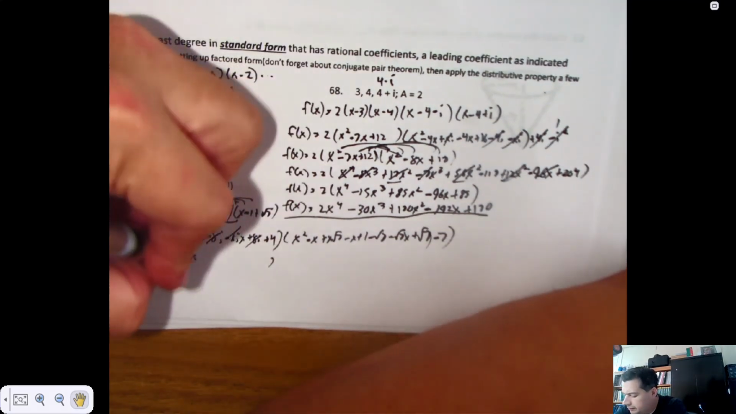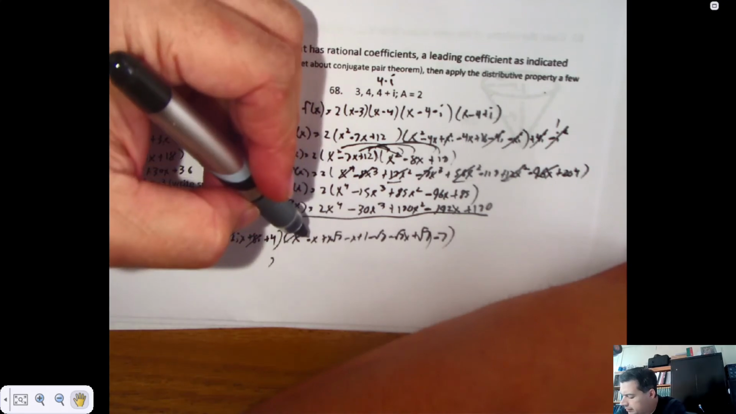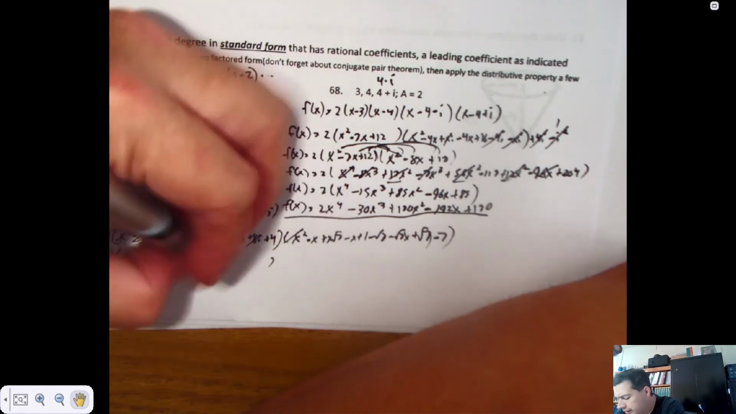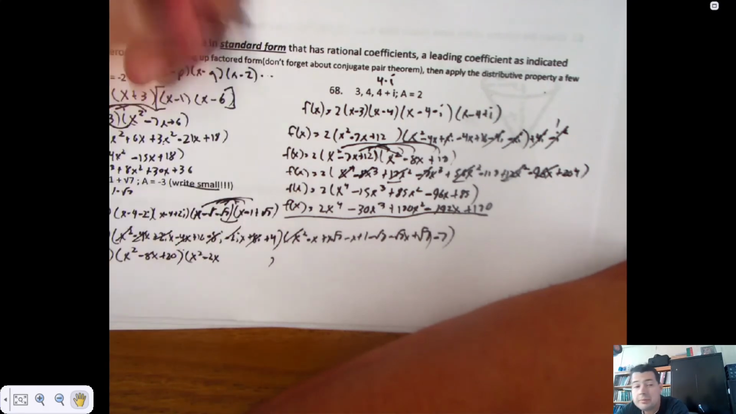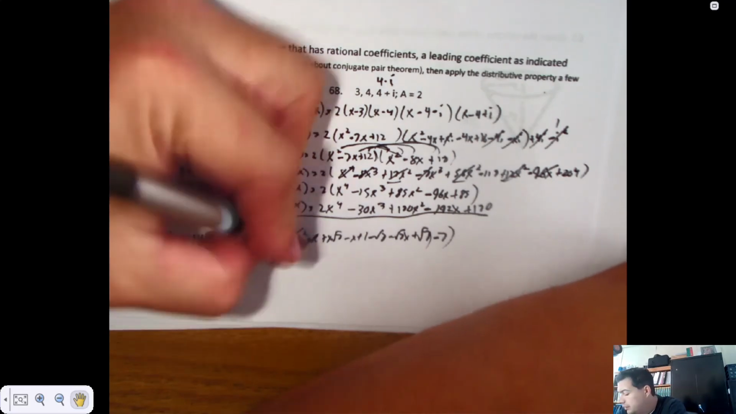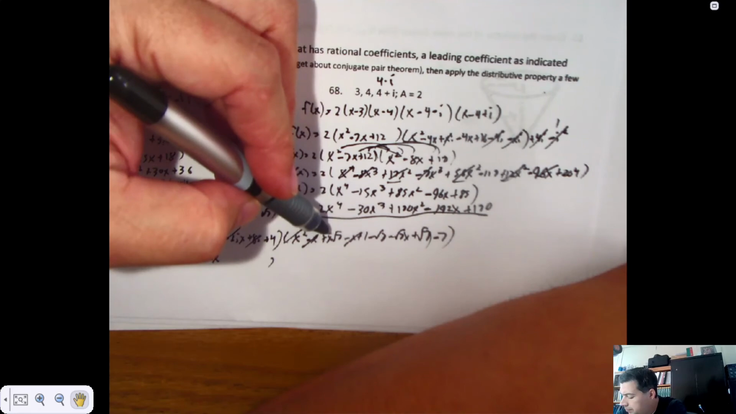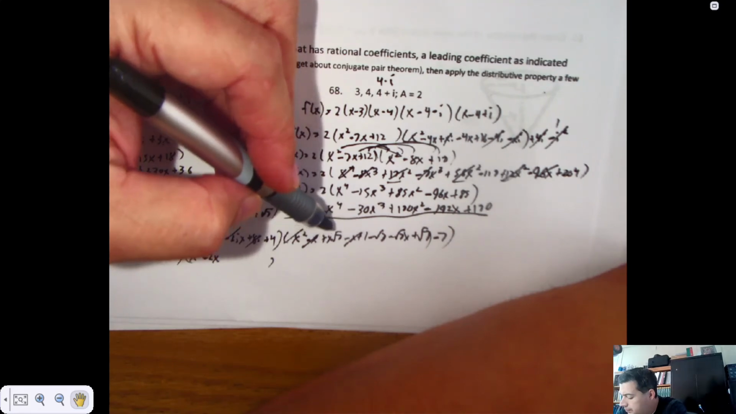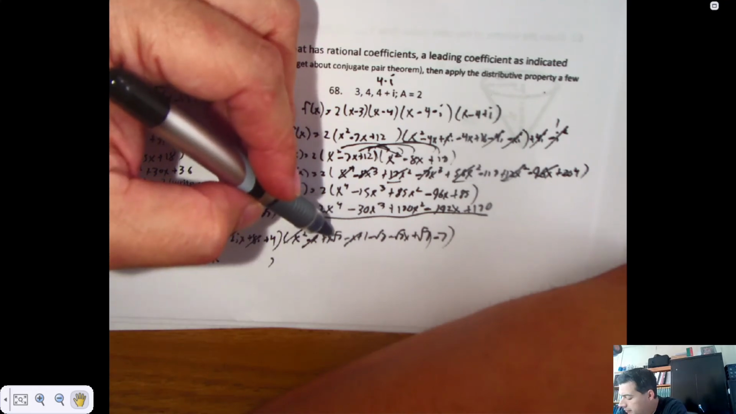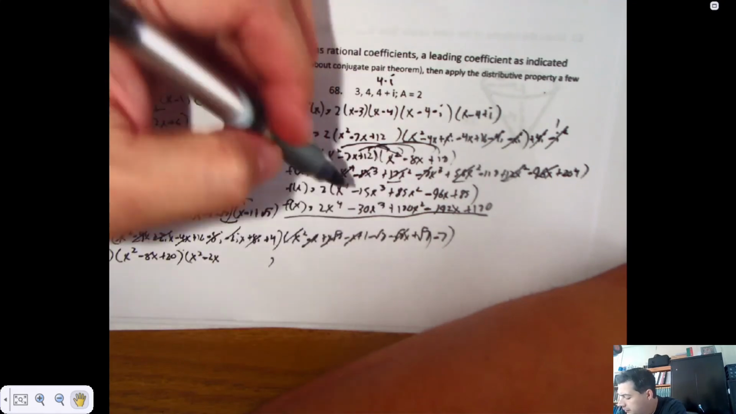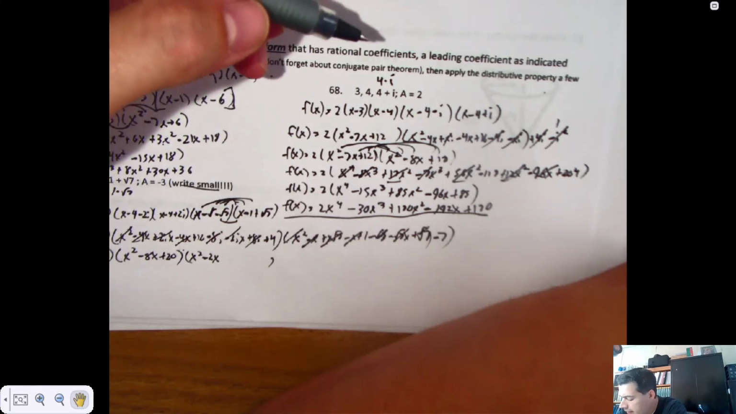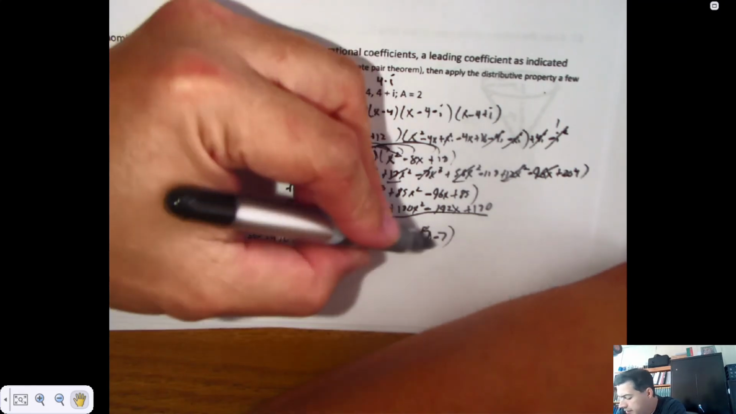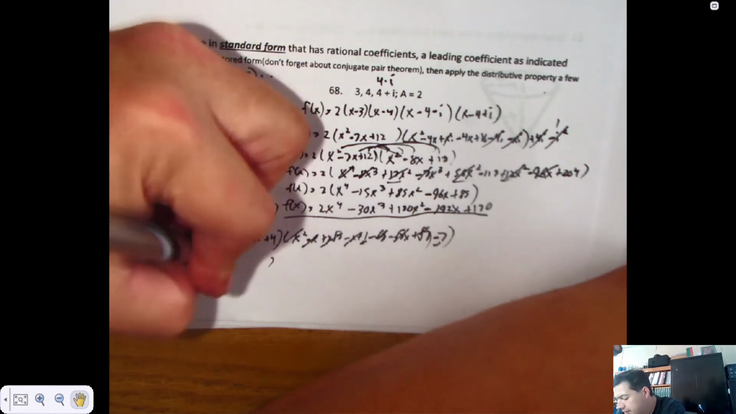I have an x squared. I have a negative x, another negative x. So it looks like I have minus 2x. I'm glad it's a small number. Gone, gone. I have a x root of 7 here, and a negative root of 7x, they cancel. I have a plus root of 7 and a minus root of 7, they cancel. And then I have this positive 1 and this negative 7. So that's minus 6.